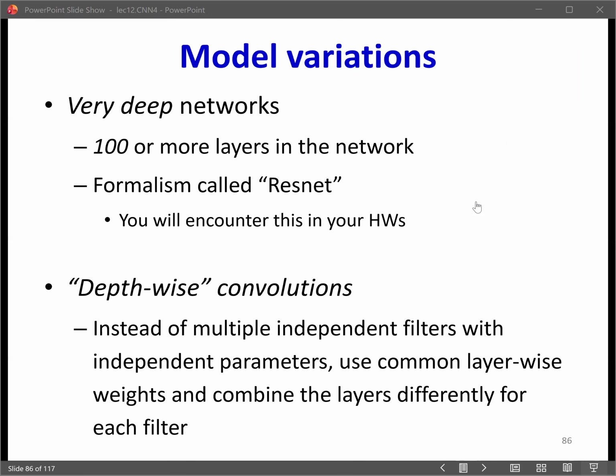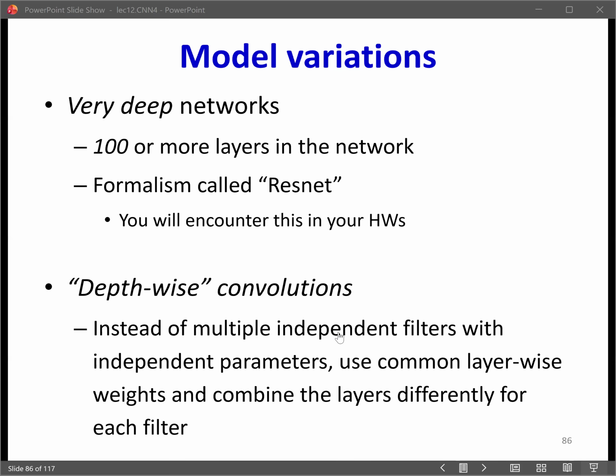So there are many variants to this model. You can have very deep networks, 100 or more layers. This typically uses a formalism called ResNet. David, yes, if you were pedantic, "must" is the wrong word. Okay. If you want to have many, many layers in the network, it turns out training them is hard. So we use a formalism called ResNets, which you will encounter in your homework.